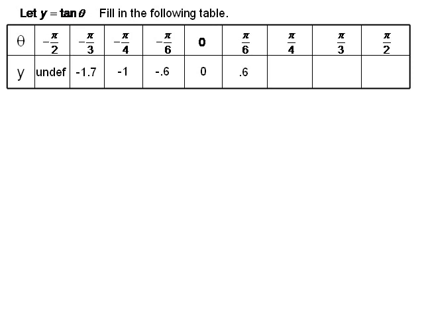Tangent of pi over 6 is 0.6. Tangent of pi over 4 is 1. Tangent of pi over 3 is 1.7. And tangent of pi over 2 is undefined.